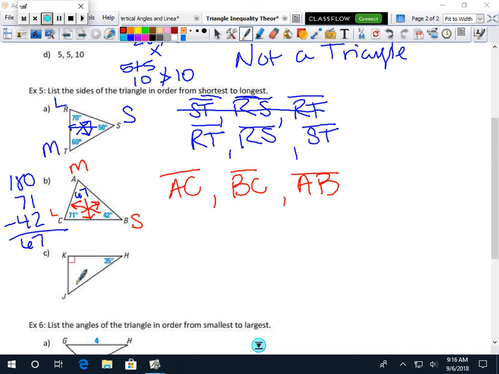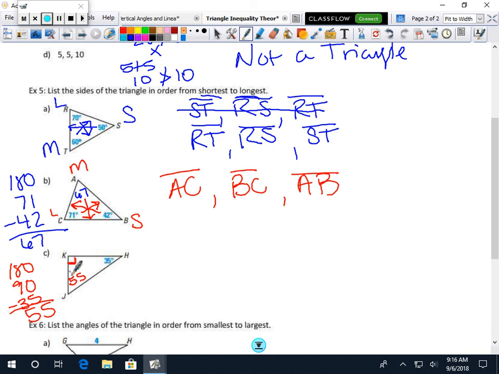Alright, so looking at example C here, I notice I am missing an angle. Remember that the box in the corner here means 90 degrees. So to find my missing angle, again, I would do 180 minus the two angles I do have. So minus 90 and minus 35, which gives me 55. So the missing angle here would be 55 degrees.